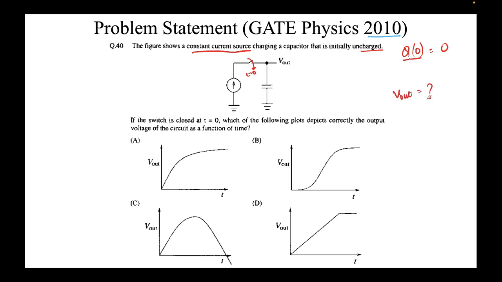Sorry, not a waveform, V out as a function of time. So we are required to find this, right? But first let's look at this term, what is a constant current source. What are current sources?